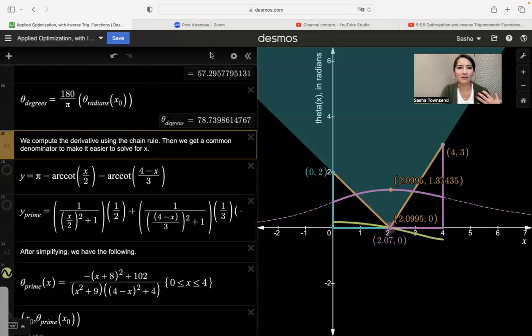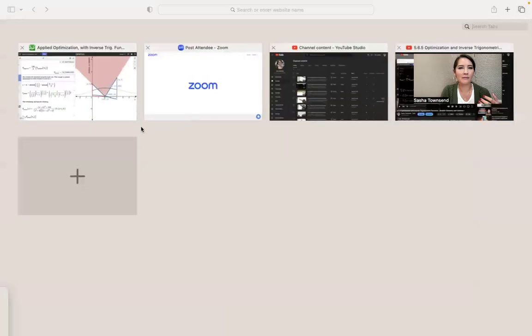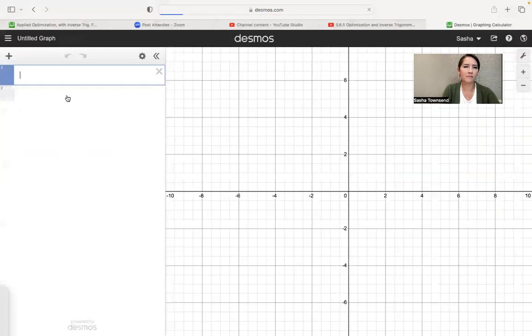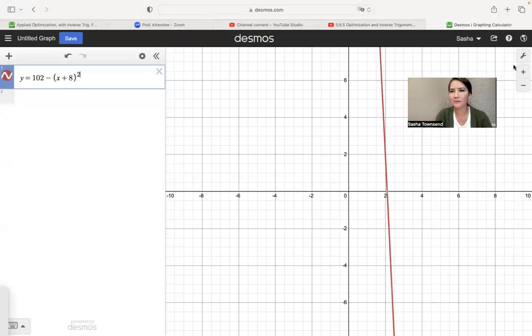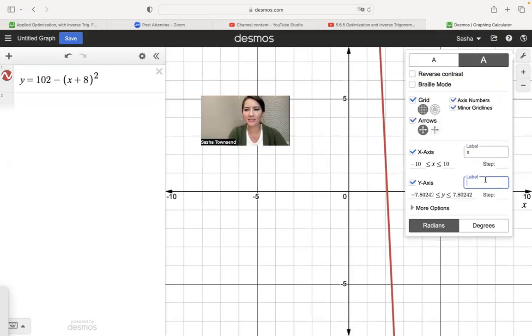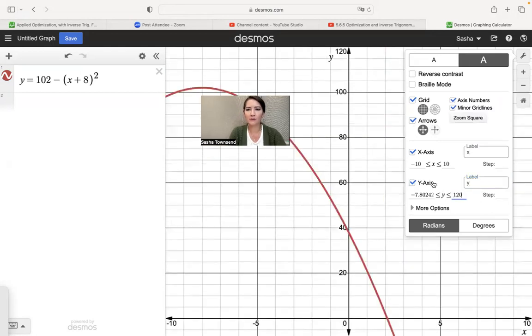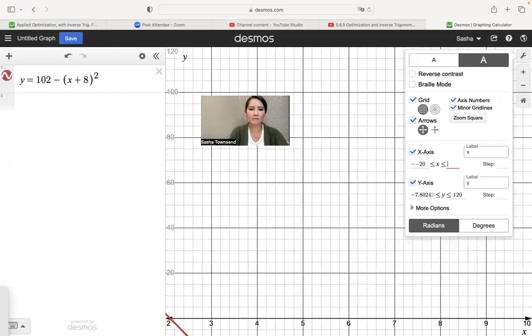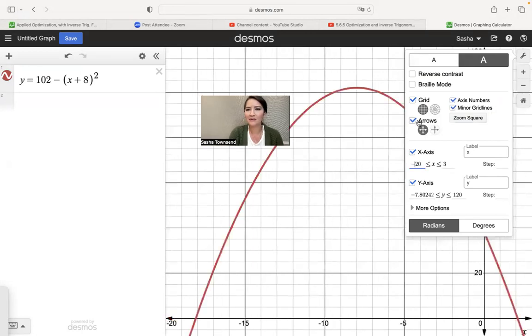Now, again, alternatively, rather than using the graph of theta prime, we could use the graph of that parabola that I mentioned. We had y equals 102 minus (x plus 8) squared. It was written in a slightly different order before. This is what it looks like. And we want to make sure our range includes the y value. And let's go from -20 to 3. So the graph looks like that.